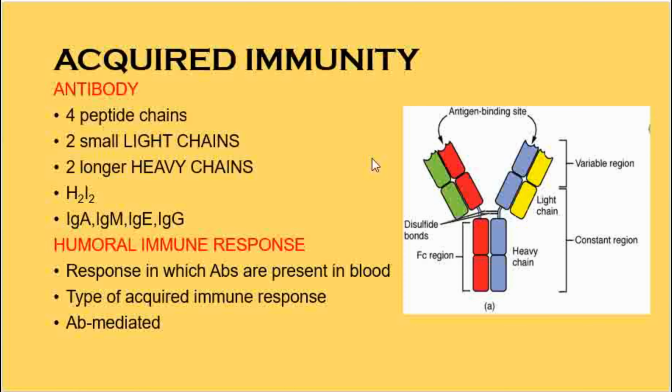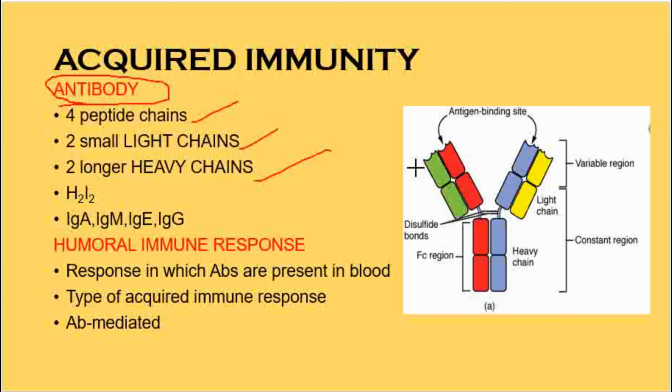And coming to the structure of an antibody. We are saying the antibody is the defense mechanism, and it's going to fight a pathogen or a foreign material. The structure is that it has 4 peptide chains. In these 4 peptide chains, 2 are small light chains and 2 are longer heavy chains.